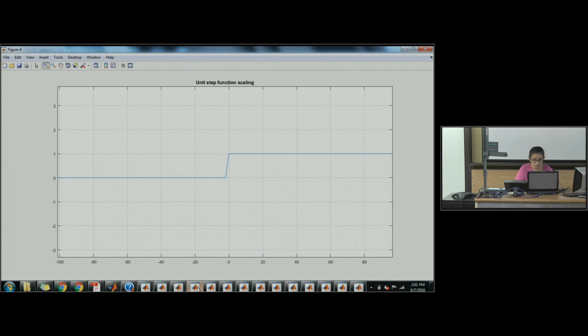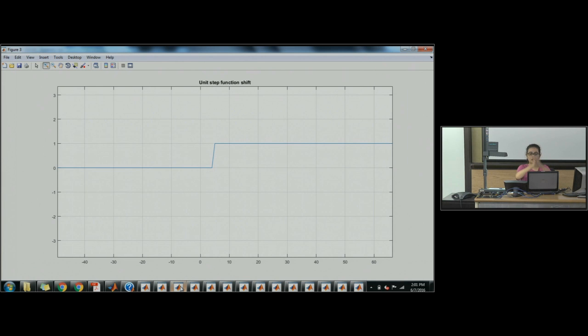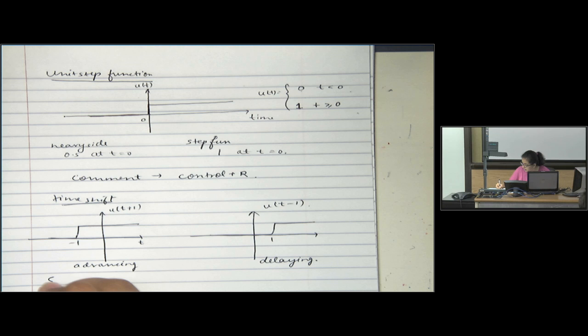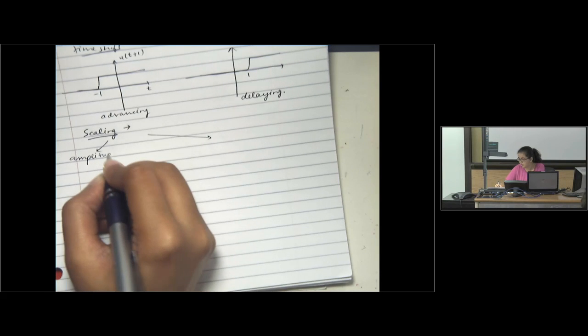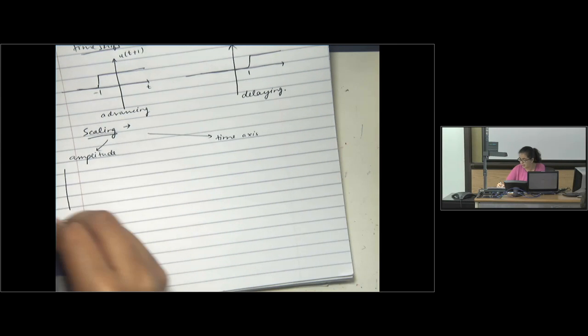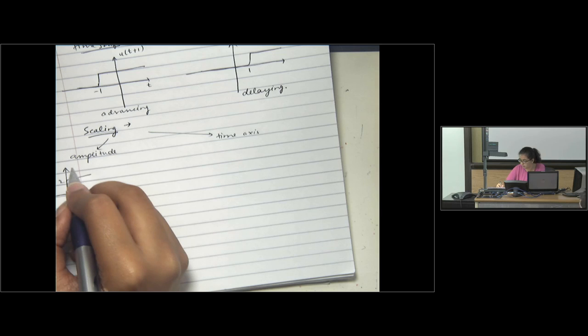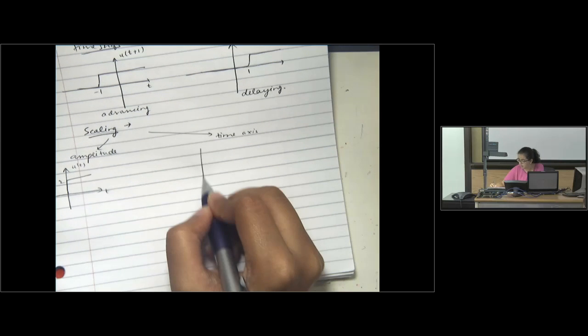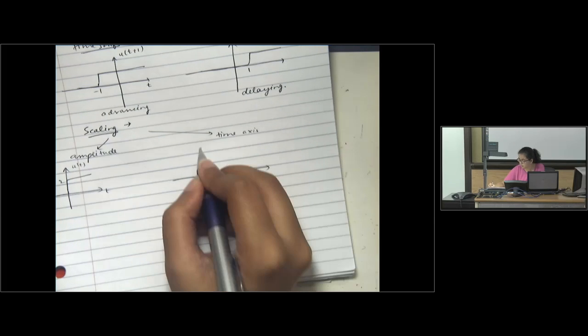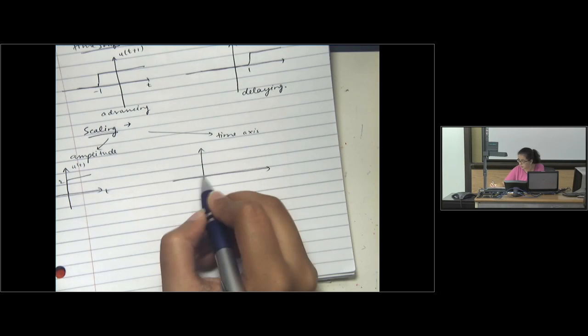then the signal spreads or comes closer. So let me just write it down. So if you have scaling, there are 2 things. You can either scale the amplitude or you scale the time axis. Okay, so if you're scaling the amplitude, this thing now goes to 2 instead of 1. Okay, u of t. If you're scaling the time axis, let me show it to you with a different thing.